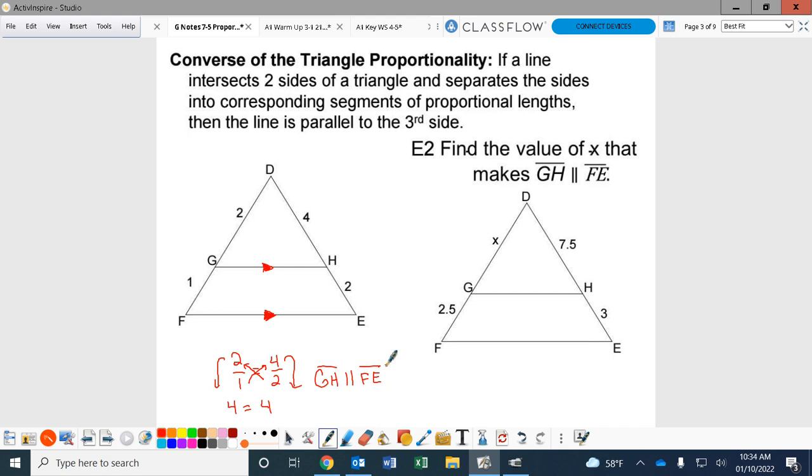Alright? But did you notice on the next problem that the questions are asked the exact same way? It says, find the value of x that makes the lines parallel. You still have to set it up as a proportion, and you still have to cross multiply. So it's going to be x over 2.5 equals 7.5 over 3. Perfect. Cross multiply that. Now I can do the 3x, but you know I do not attempt to do decimals. What's 2.5 times 7.5?